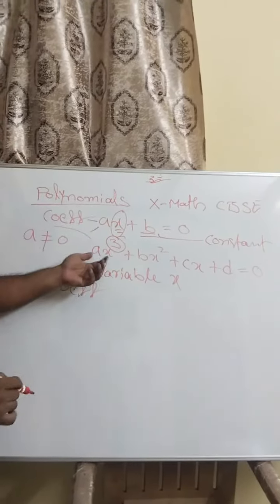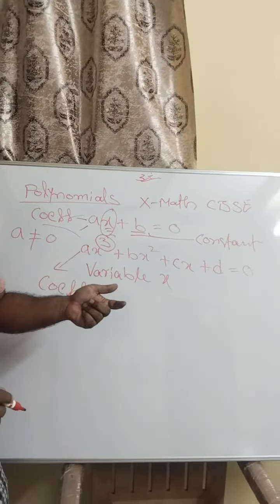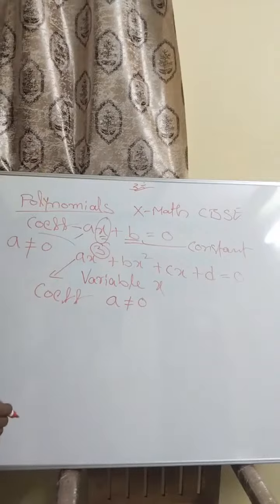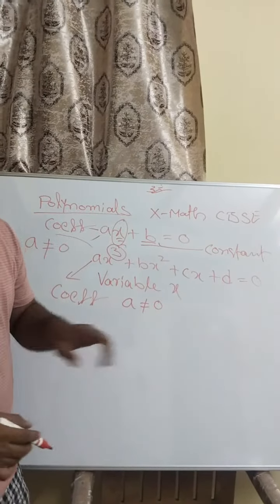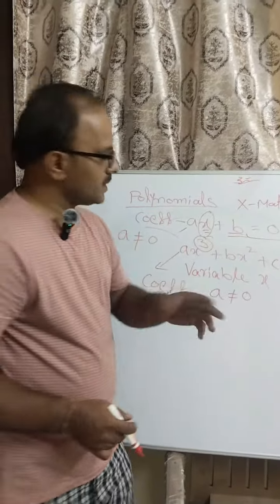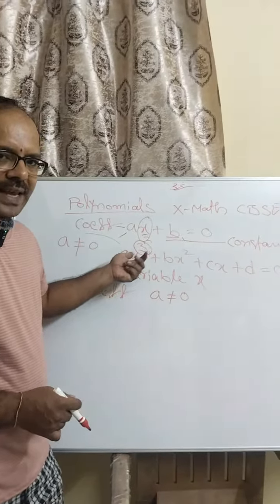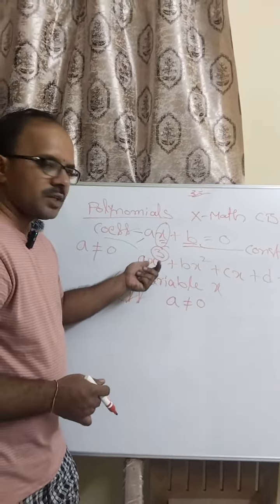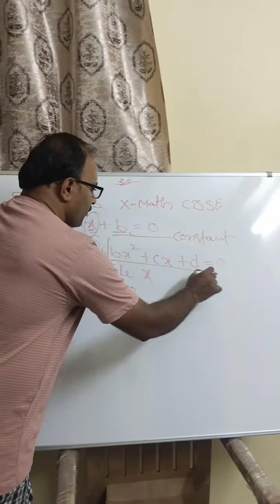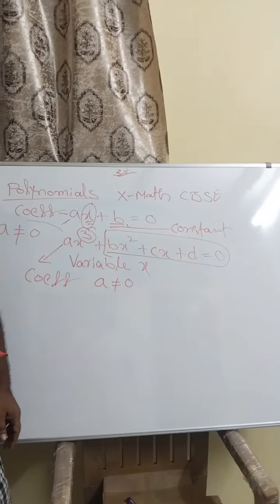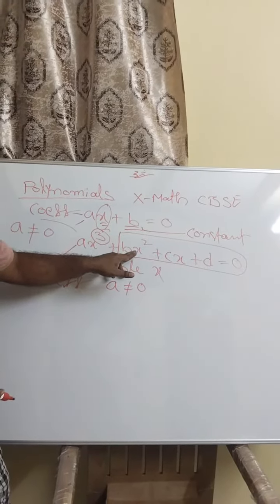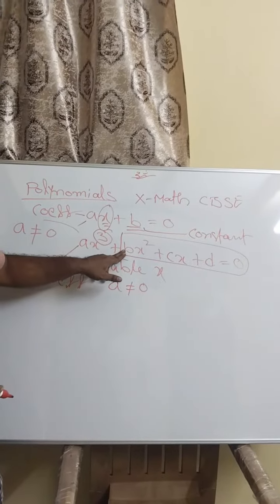Again, we need to remember the condition. What is the condition? A should not be equal to 0. It is very, very important. Only then does it become a polynomial of order 3. Suppose you ask the question, what happens if the coefficient of x cube, a, is 0? Then it will become a polynomial of order 2, because the variable is x, which has a highest power of 2, and its coefficient is b.